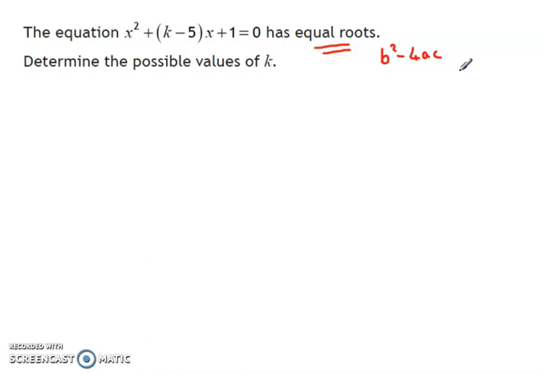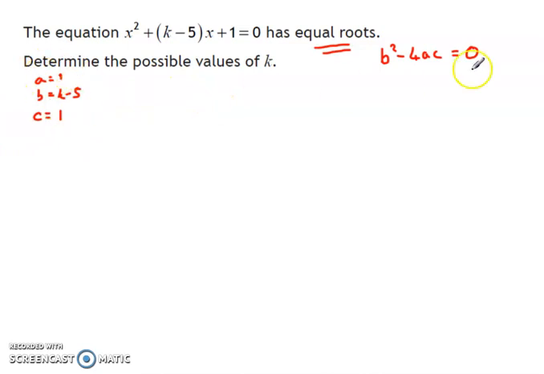Now in this case, we want equal roots, so we know the condition the discriminant has to meet is it has to be equal to 0. So we want to find out what value of k gives us b squared minus 4ac equal to 0. So what I'm going to do is determine a, b and c from here, and then just substitute them in. So a, b and c are given by the coefficients of each term. In this case, a is the coefficient of x squared, which is 1. b is the coefficient of x, which is my k minus 5. And c is the coefficient at the end, or the constant value, which is 1.